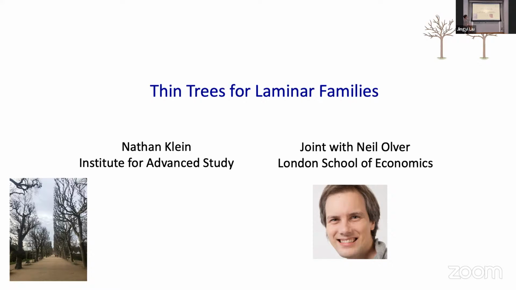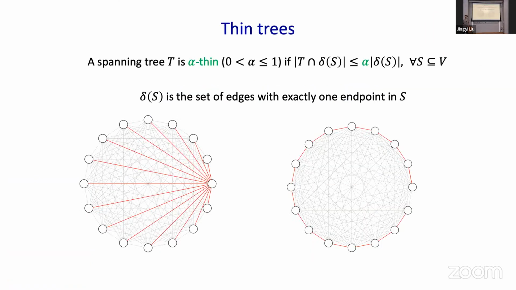Okay, yeah, and we're talking about thin trees for laminar families, and this is joint work with Neil Olver. So I'm gonna jump right into it and define thin trees. Given a graph and a tree of that graph, in this example, we have a complete graph and the tree is the star given by these red edges.